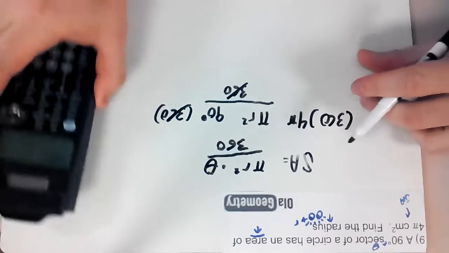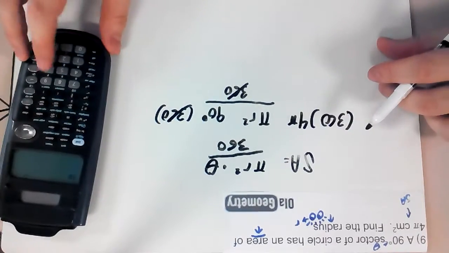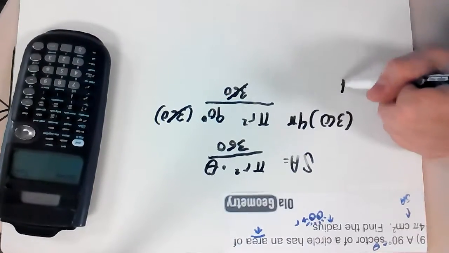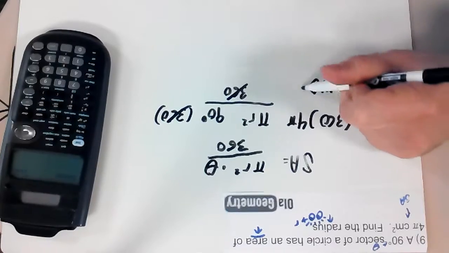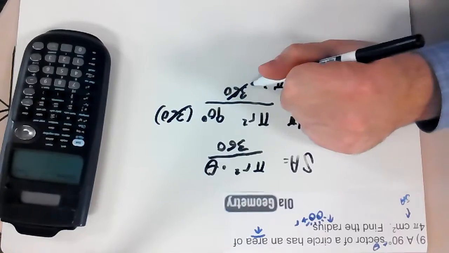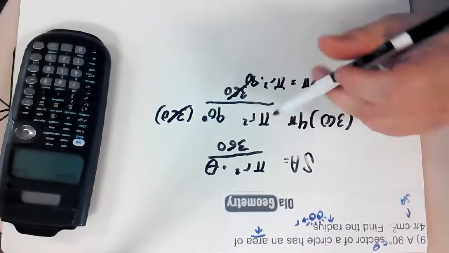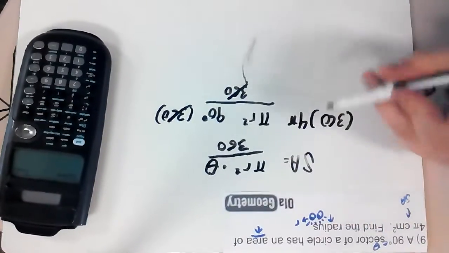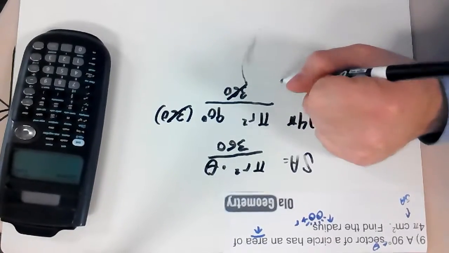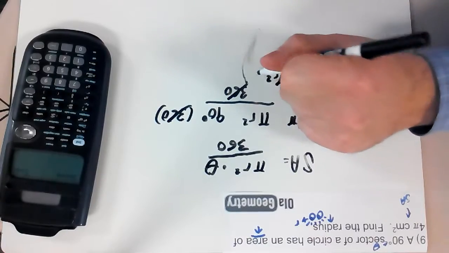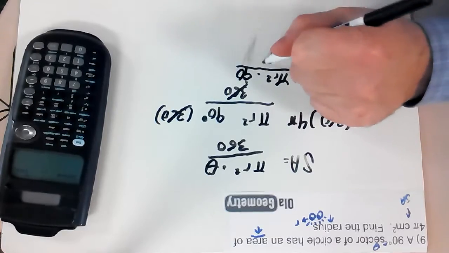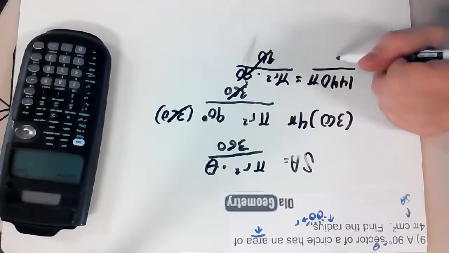I'm going to do my best not to smudge what I'm writing on with my hands. 360 times 4 is 1440. Notice I didn't use pi because pi is just attached. Equals pi r squared times 90. Now, let me rewrite that so it's a little bit clearer. 1440 pi equals pi r squared times 90. Now we're going to divide by 90. All right, let's get rid of the 90.